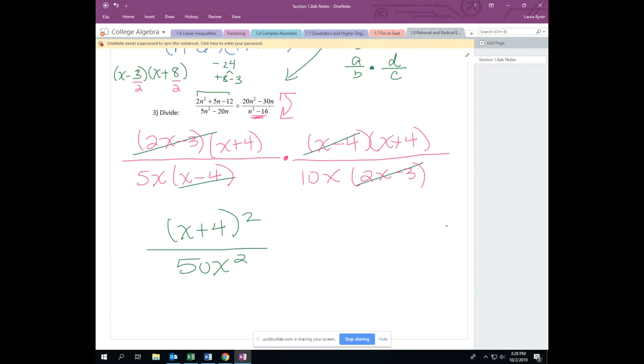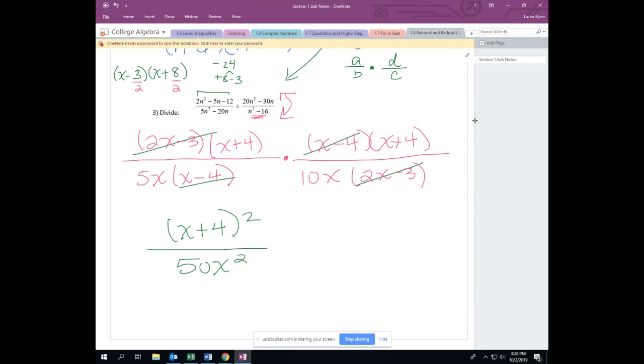So simplifying, multiplying, and dividing basically all kind of follow the same rules. It's just that some of them are a tiny bit more in depth than others, and that's okay. It's still the same concept. Factor and cancel as much as you possibly can.